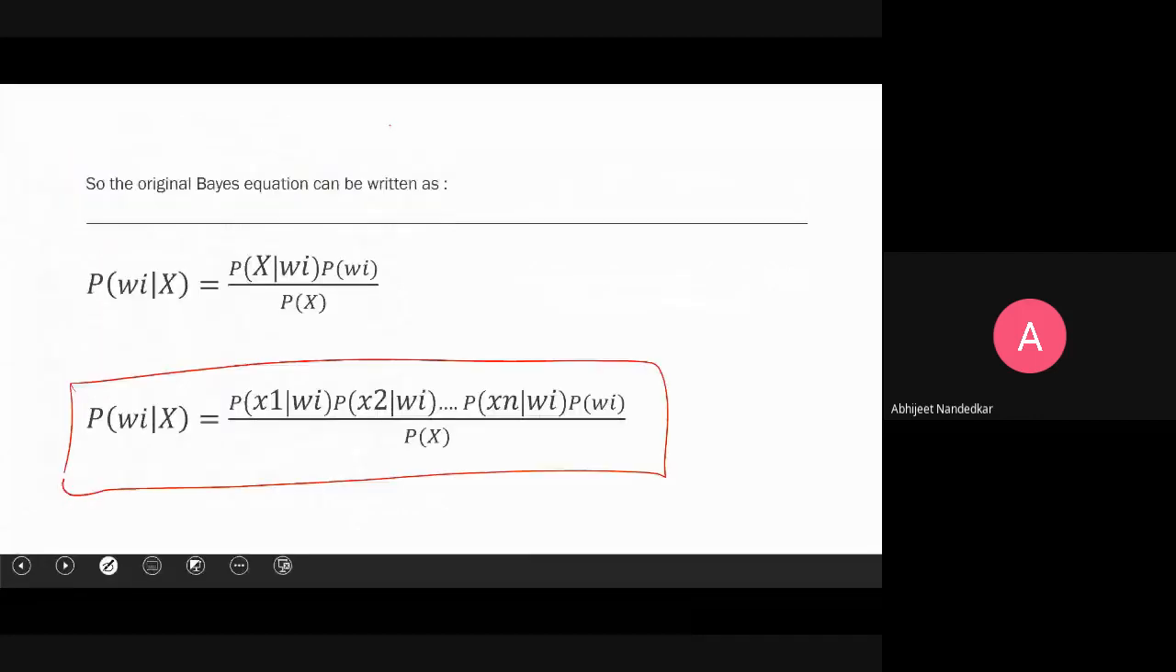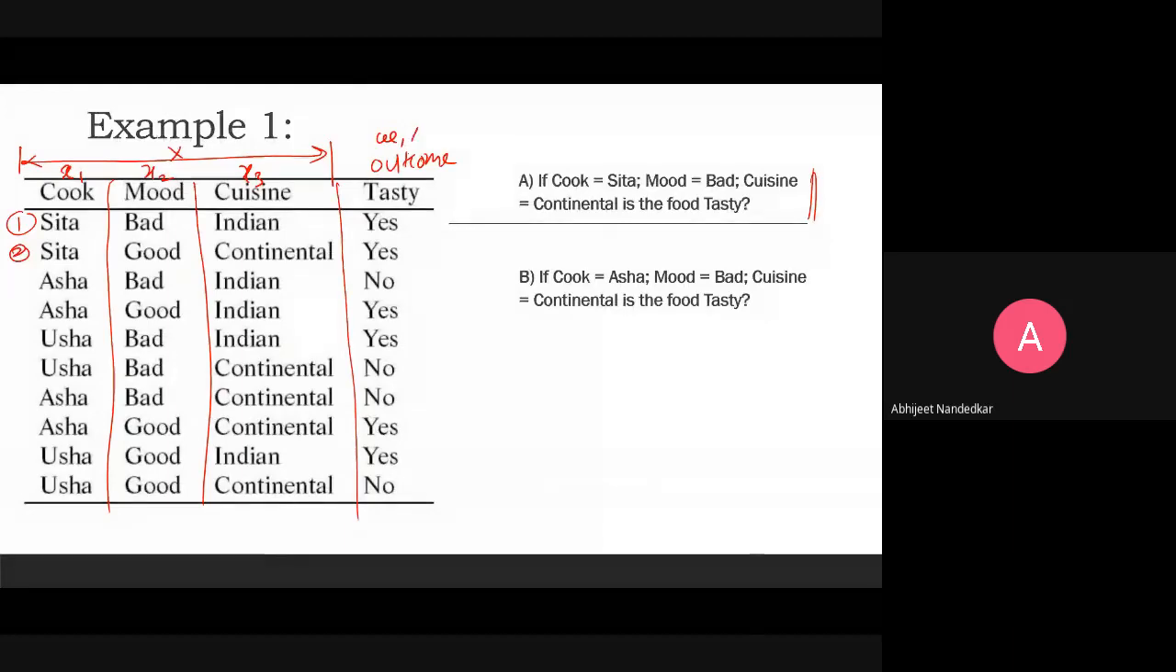And these are omega 1 and omega 2. So like that we have to form the problem, and if I consider problem number 1, then cook is equal to Sita, mood is bad, and preparation is continental. So these are inputs. The question is: is my food tasty or not?